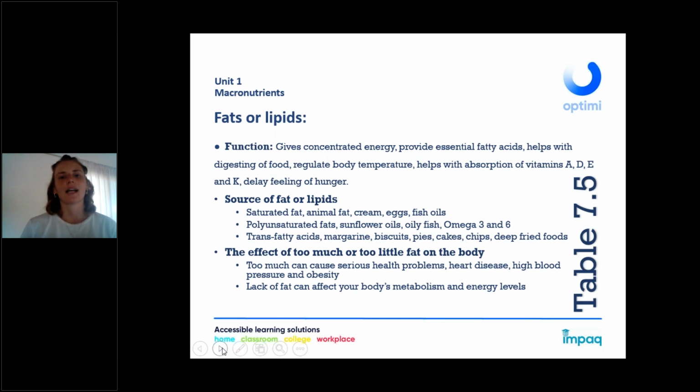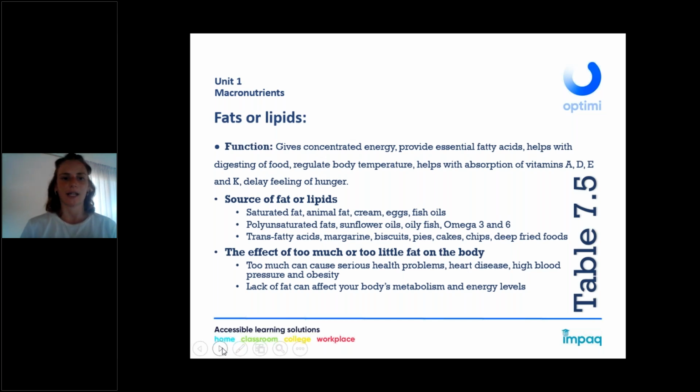Then it also regulates our body temperature. And the very most important thing is it helps with the absorption of certain vitamins, especially vitamin A, D, E, and K. So if you don't take in fat, then your body cannot absorb these vitamins, and you need these vitamins for functions that need to take place in your body. Fat also delays hunger. So it's nice to take in the right amount of fat, then you don't get hungry that often. And then you have a nice balanced diet.